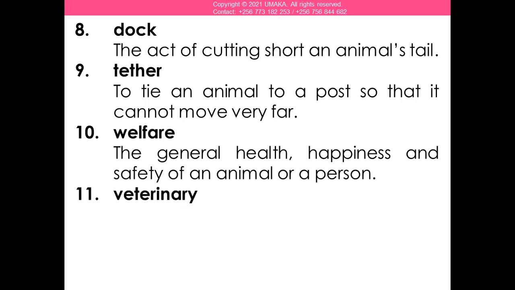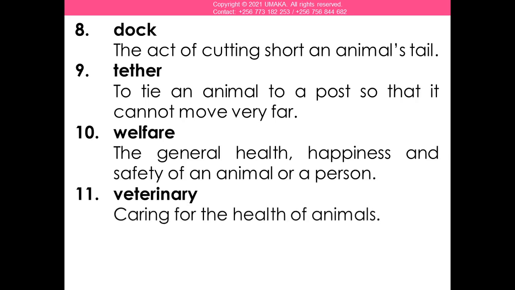Then, who ensures that we have veterinary? Everyone say veterinary. Class, veterinary. Veterinary means caring for the health of animals. That is veterinary. If you want to learn ways we can care for animals, what we need to care for animals, you take veterinary as a course. So caring for the health of animals, that is veterinary.